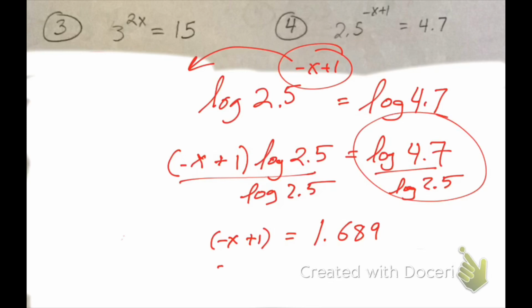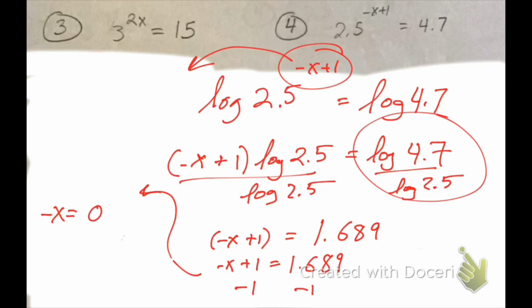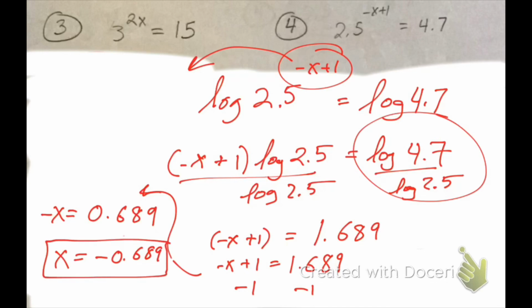And now it's just a basic algebraic equation. So I subtract 1. So we get negative x is equal to 0.689. Multiply both sides by negative 1. x is equal to negative 0.689. And that is your answer.